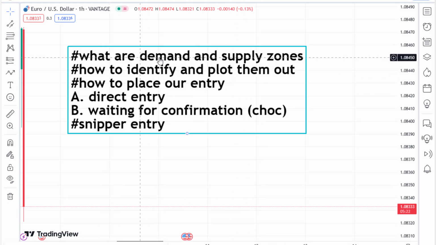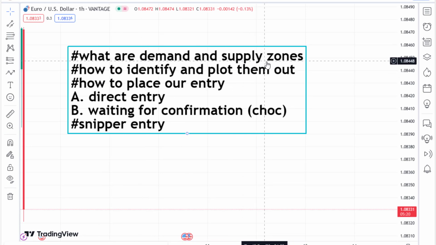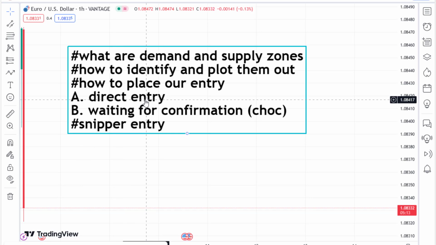We have looked at what demand and supply zones are. Now you look at two entries. Number one could be our direct entry, which I'm about to share with you, and then we are going to look at the confirmation, which is the change of character.